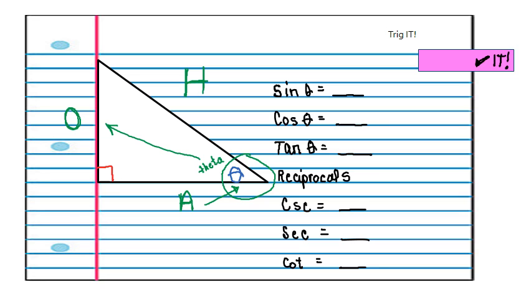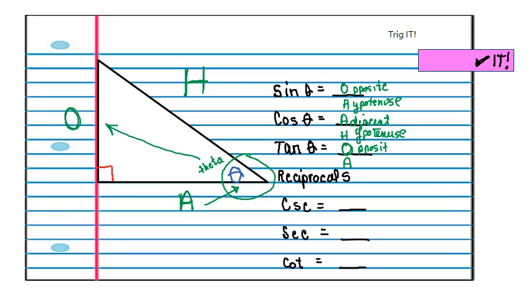All right, our trig ratio for sine is O over H, which is the opposite side over the hypotenuse. Cosine theta is the adjacent side, A over H, so adjacent over the hypotenuse. And tan is the opposite side, O over A, over the adjacent side.